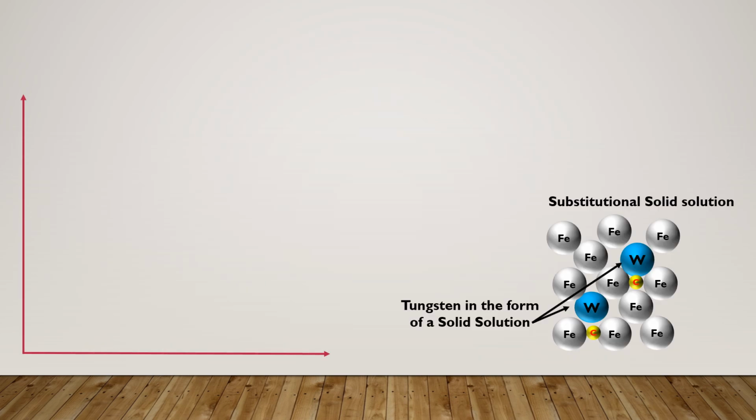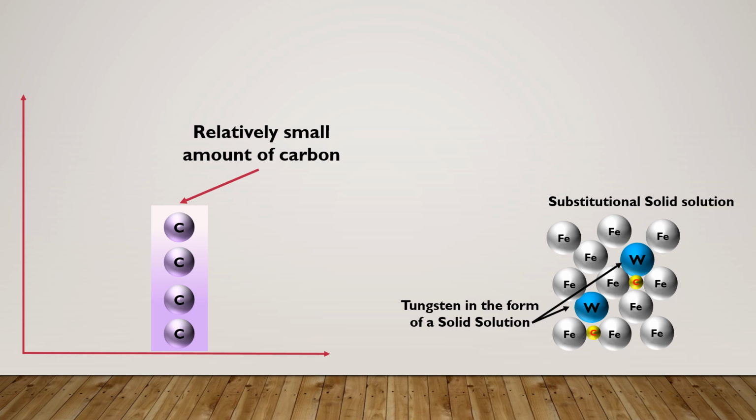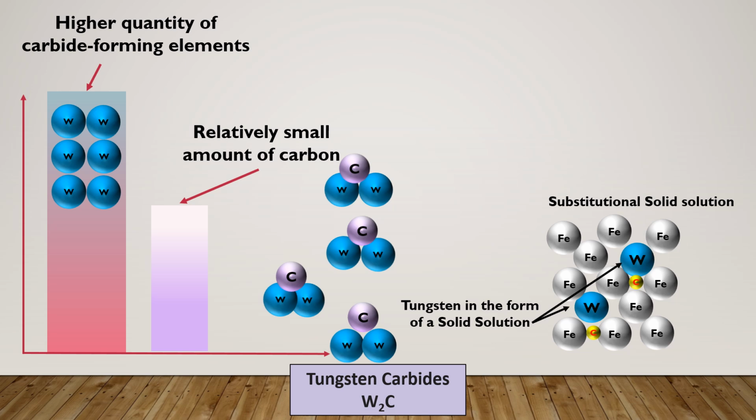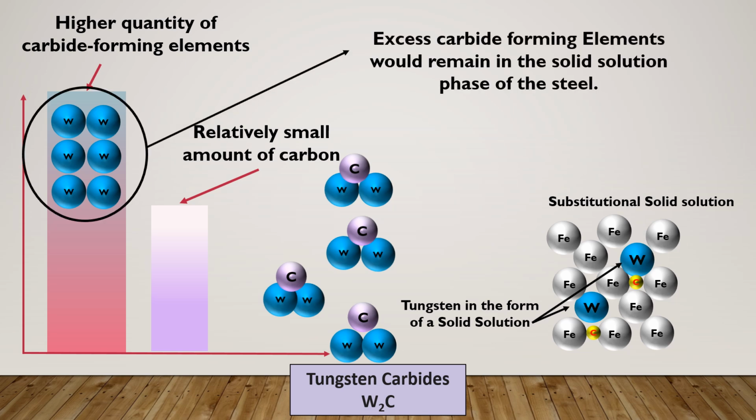Furthermore, if the steel has a relatively small amount of carbon and a high quantity of carbide forming elements, the carbon will combine with the alloying element to form carbides before all the carbide forming elements are consumed. As a result, excess carbide forming elements will remain in the solid solution phase of the steel because they have no more carbon to form stable carbides. However, at lower concentrations, these elements can still dissolve in the solid solution and contribute to the solid solution strengthening while forming only few carbides.